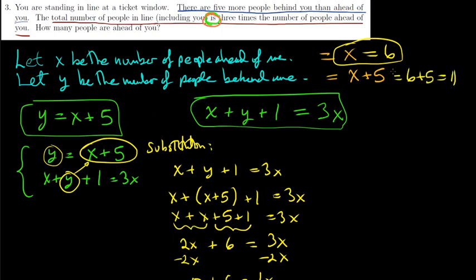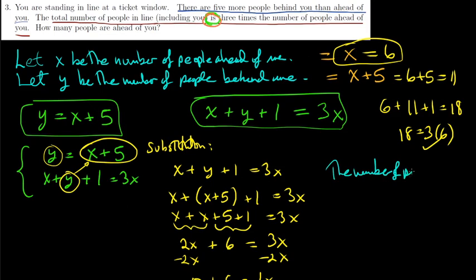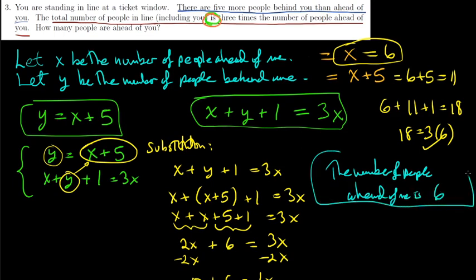Right? And the total number of people in line, that's ahead of us, behind us, and us, is going to be, well, 17 plus 1 is 18. And 18 is indeed 3 times the number of people ahead of us. 3 times 6 is 18, right? So it works. So, yep, the number of people ahead of me is 6. Six people ahead.